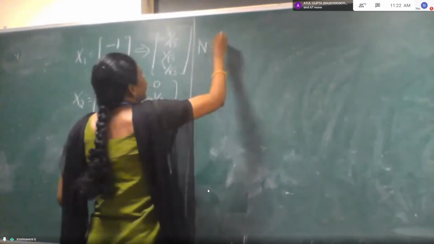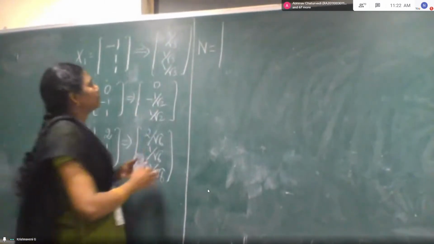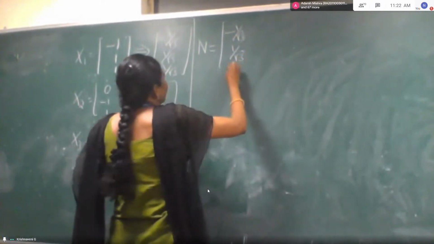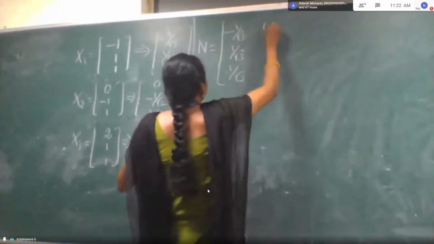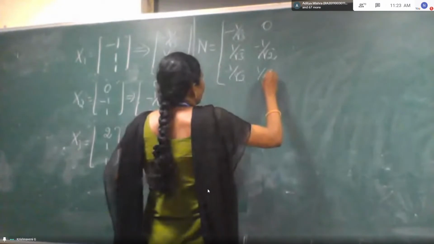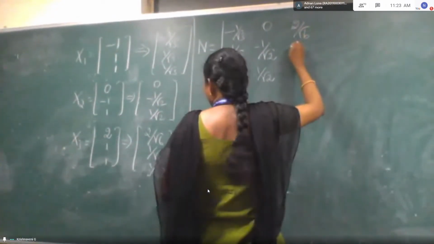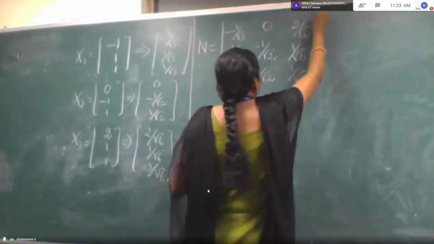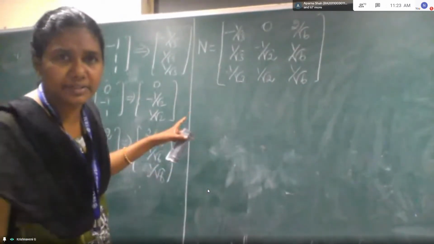Therefore, the normalized matrix M is equal to, this is our first column, second column, third column. Minus 1 by root 3, 1 by root 3, 1 by root 3. Okay, directly we can write this. And then 0. Third column. Okay, any doubt? Writing the normalized matrix.